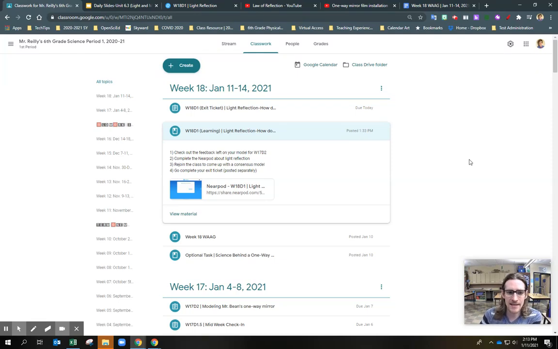This is week 18, our second week of learning about light and matter. Last week we started with this Mr. Bean phenomenon, this one-way mirror phenomenon, in which Mr. Bean can see his reflection shining back at him, but on the opposite side there are these investigators who are able to look through as if it's a window and see his image.